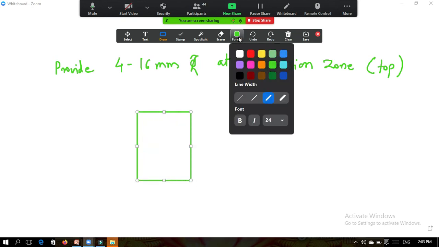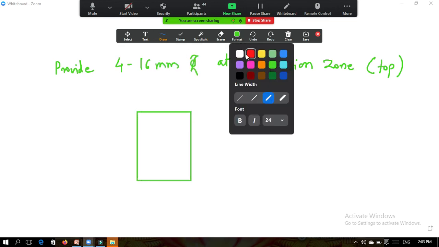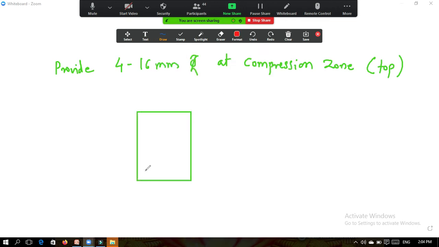So we will draw the reinforcement details now. This is the cross section. Here are the bars which are provided at the bottom. How many bars did we provide at the bottom? 4 bars, no? 4 bars of 25 mm diameter.